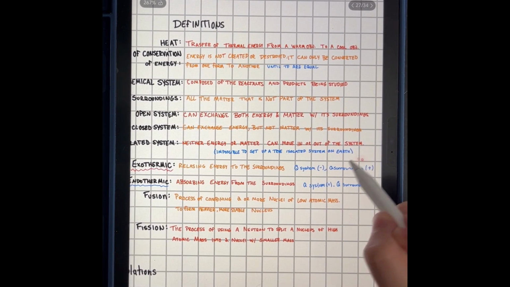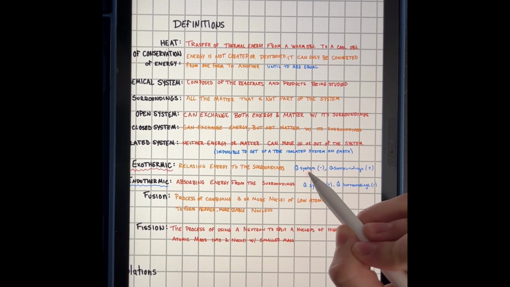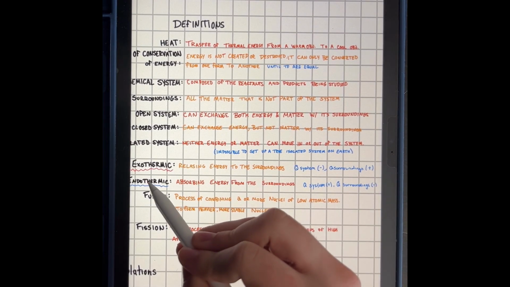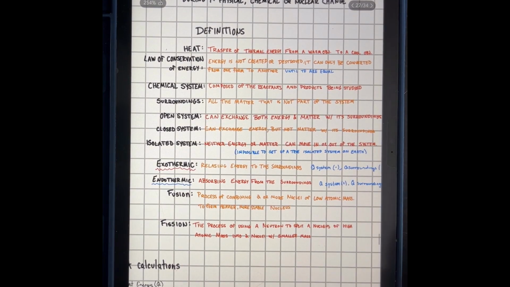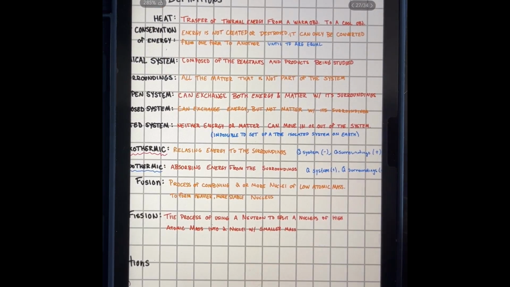So when the surroundings are positive or gaining heat, it's because they're taking it from the system, versus if the system is positive or gaining heat, it's because it's taking it from the cup, which is endothermic. So it's absorbing energy from the surroundings. Using the same example of a cup, you feel the cup and all of a sudden it starts to get cold. That's because of the actual reaction taking place. The system is gaining that energy, gaining that heat.